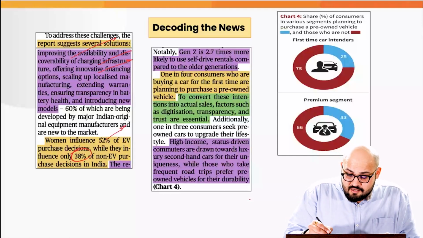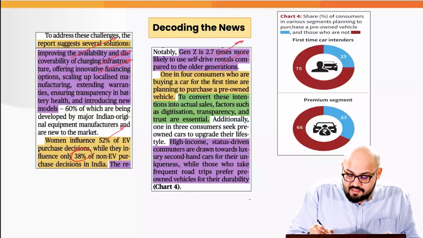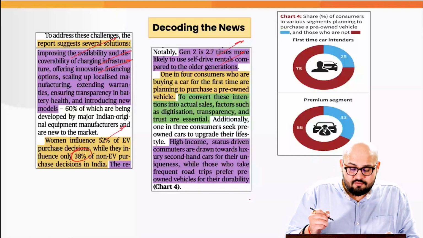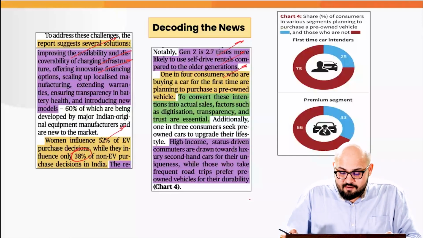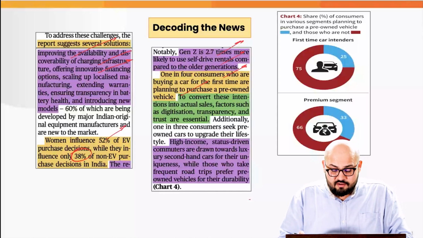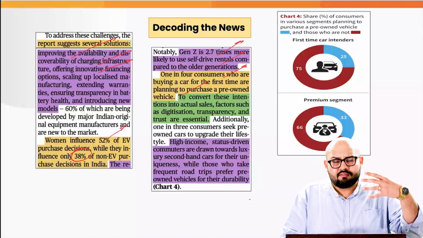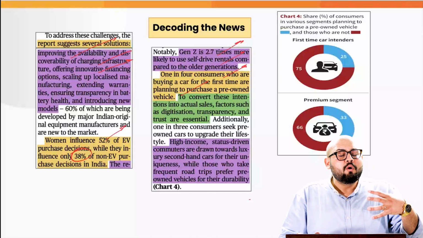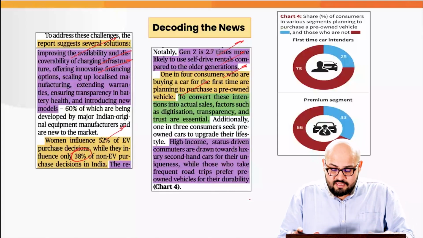Gen Z is 2.7 times more likely to use self-drive rentals compared to the older generations. 1 in 4 consumers who are buying a car for the first time are planning to purchase a pre-owned vehicle. Not very important information. So just understand that we have more and more people who are willing to spend money on electric vehicles in the country.